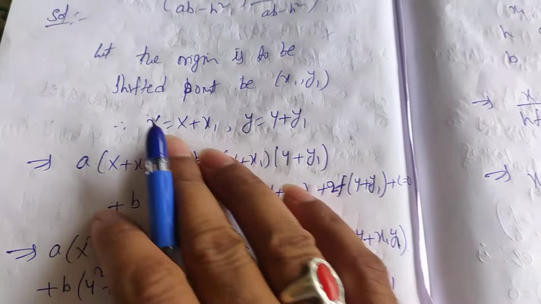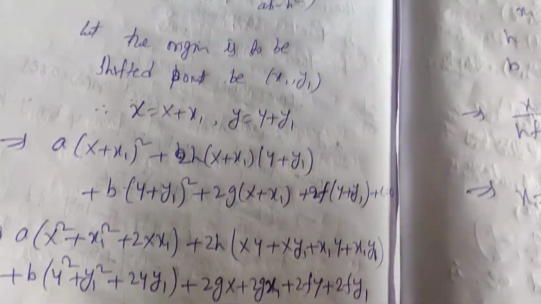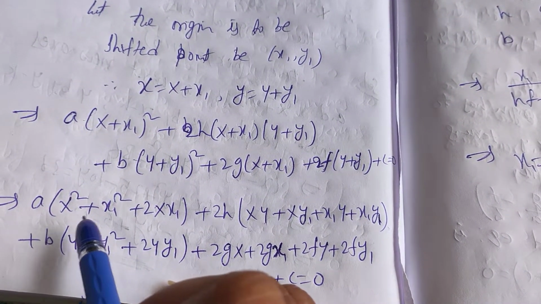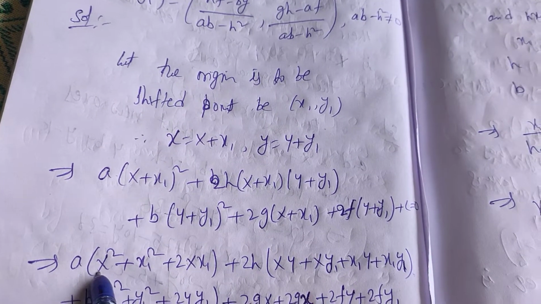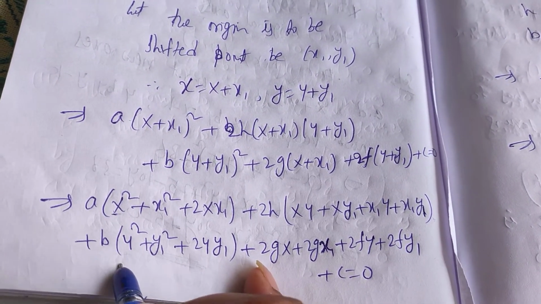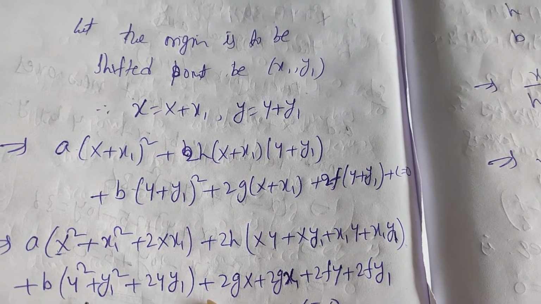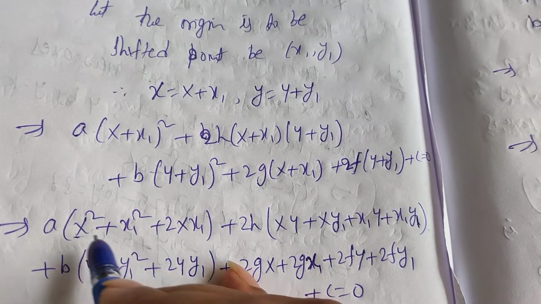So if you expand this and simplify, we have aX square, and bY square, and this is nothing but 2hXY. So aX square plus 2hXY plus bY square. So this term, this term and this term are completed. Now I am taking the capital X term. If you take a capital X, what do you have?